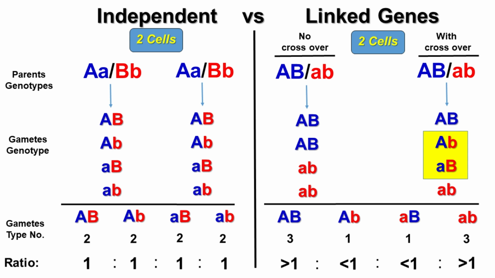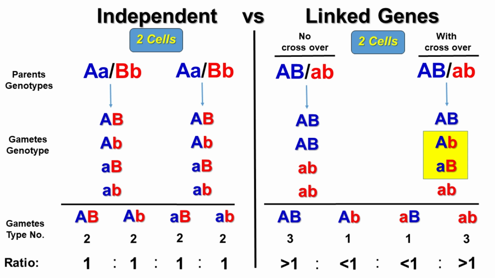On the left, we see 2 cells, each producing 8 gametes in total. All 4 types of genotypes are made, with 2 of each type. As a result, the final ratio of gametes is 1 to 1 to 1 to 1. On the right, assuming a cis configuration for the parent cell, we observe 2 cells with linked genes.